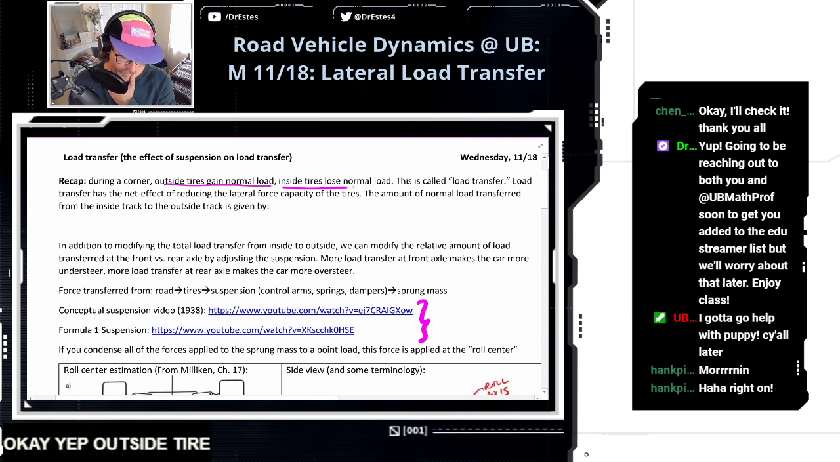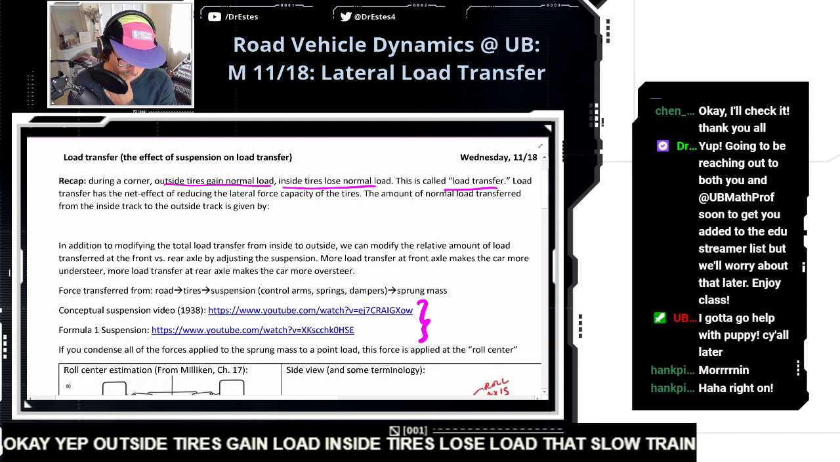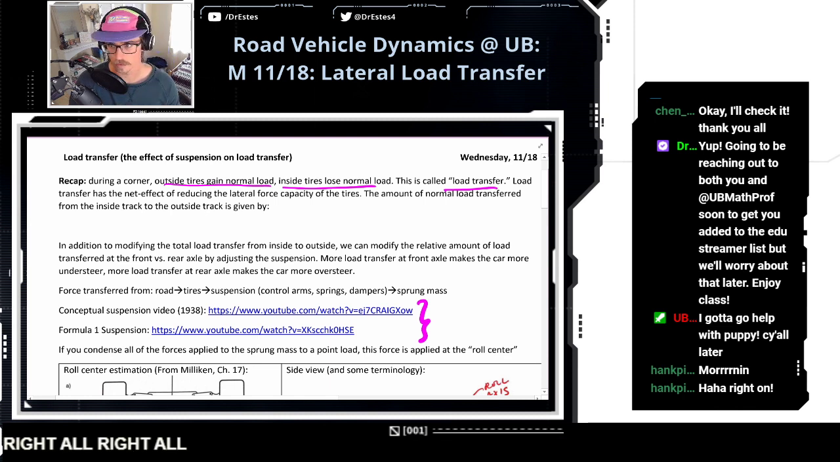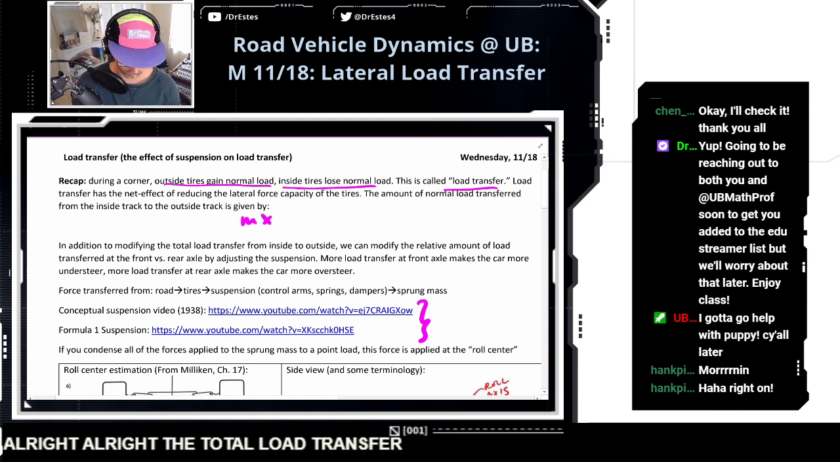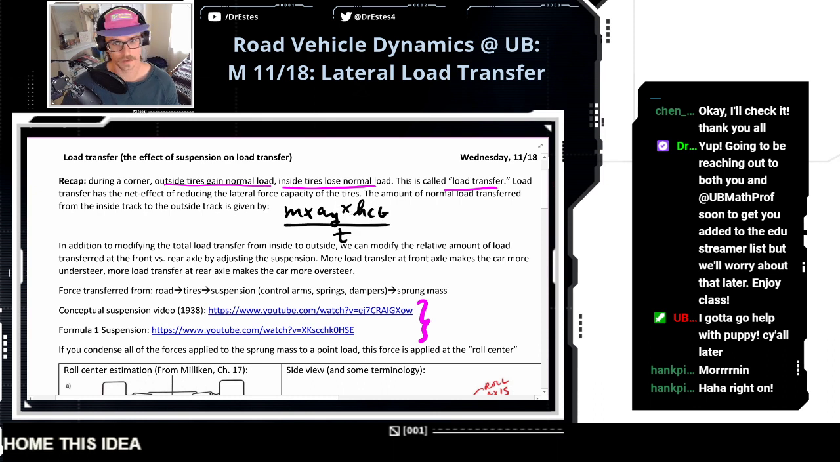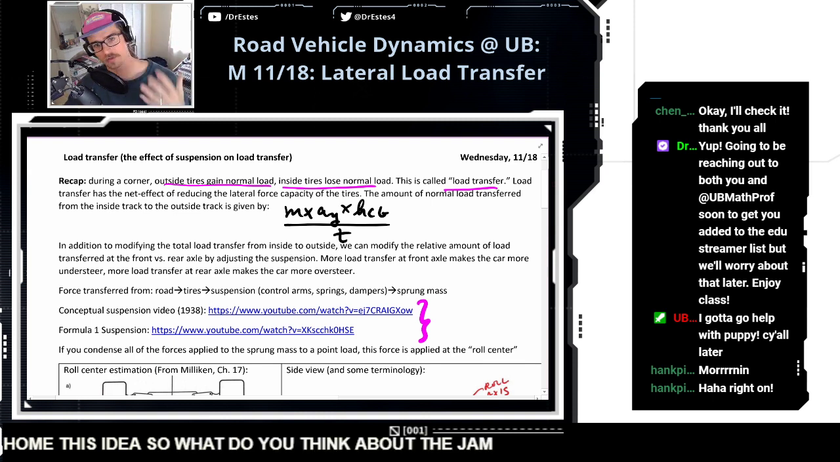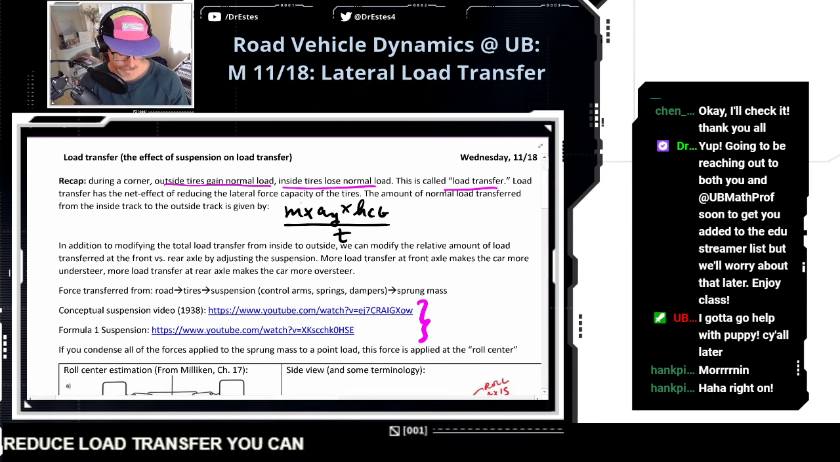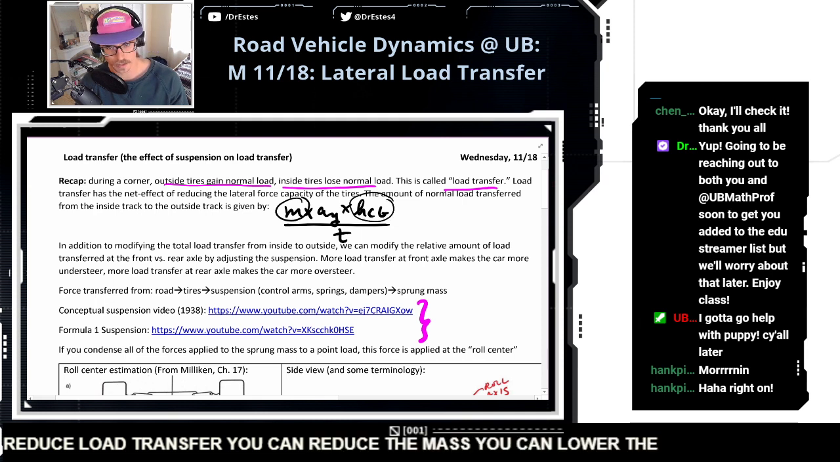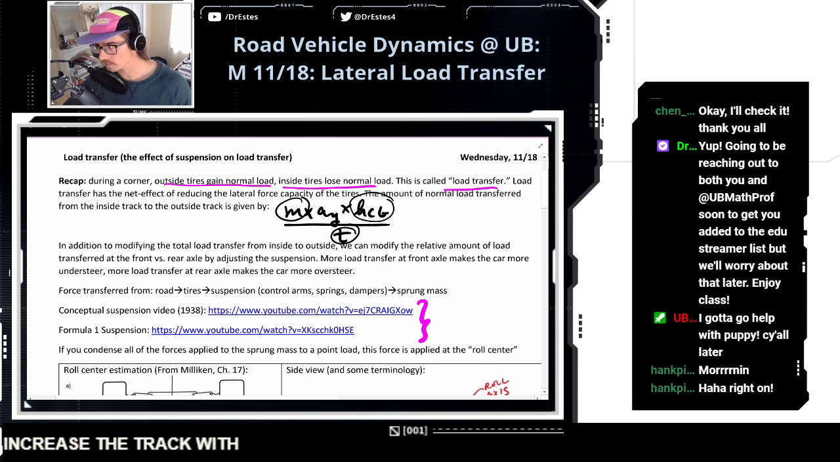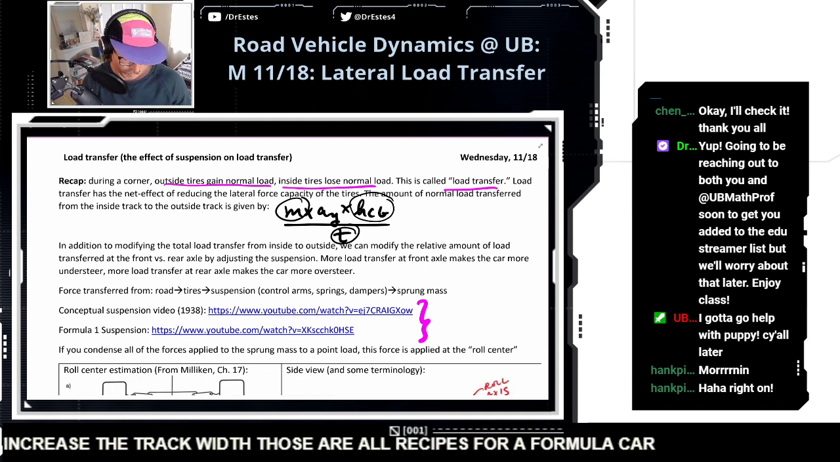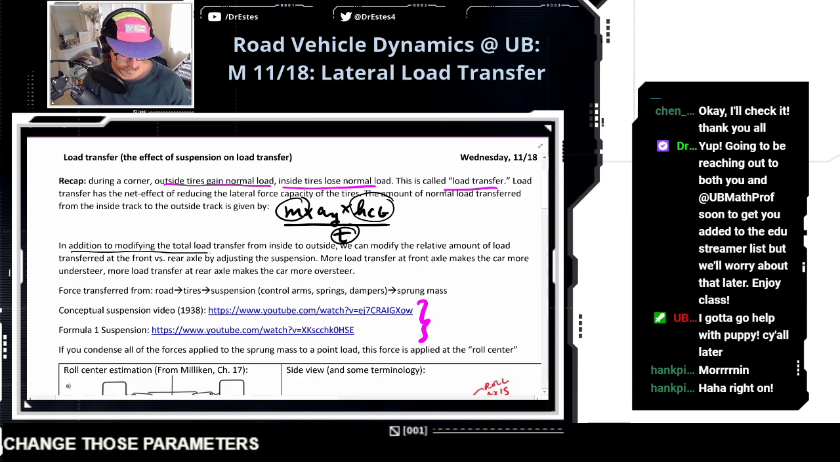Yep, outside tires gain load, inside tires lose load. That's load transfer. The total load transfer from inner to outer, we're just hammering home this idea. So when you think about the geometry of a car, if you want to reduce load transfer, you can reduce the mass, you can lower the CG height, you can increase the track width. Those are all recipes for a formula car. So you can change those parameters to modify the total load transfer.